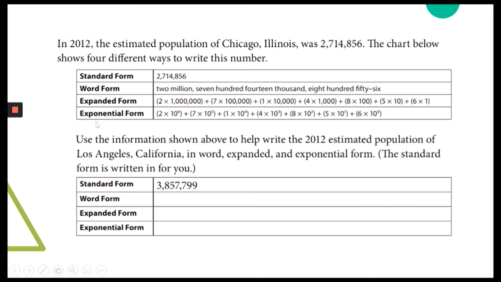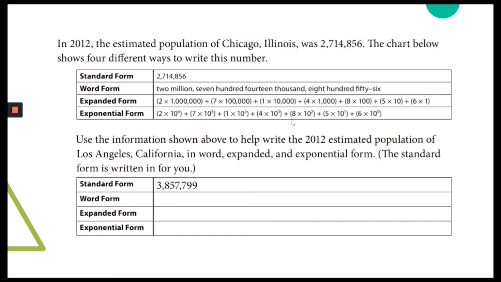And then for the exponential form, we have 2 times 10 to the 6th power. Why 10 to the 6th power? Because 10 to the 6th power is 1 million. It's like saying 10 times 10 times 10 times 10 times 10 times 10. That's 1 million. Plus 7 times 10 to the 5th power, plus 1 times 10 to the 4th power, plus 4 times 10 to the 3rd power, plus 8 times 10 to the 2nd power, plus 5 times 10 to the 1st power, plus 6 times 10 to the 0 power.